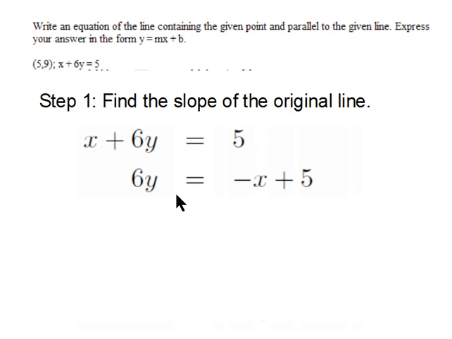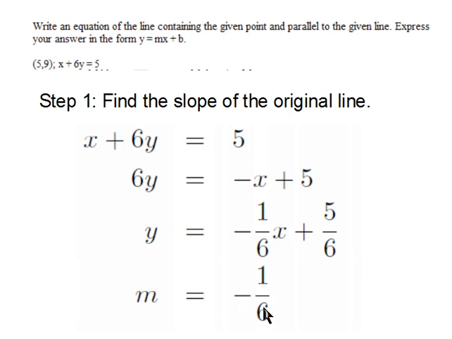Next step, I want it to be y equals something x plus something. I've got the 6 in the way, so I'm going to divide both sides of my equation by 6 so that I just have y over here on the left. So I divide by 6. 6y divided by 6 is just y. Negative x divided by 6 is going to be negative 1/6 x. And then 5 divided by 6 will be 5/6. So this is our new equation. And then I just identify the slope. It's always the coefficient of x. So here the slope is negative 1/6. And that's what we'll be substituting back into the point slope formula.